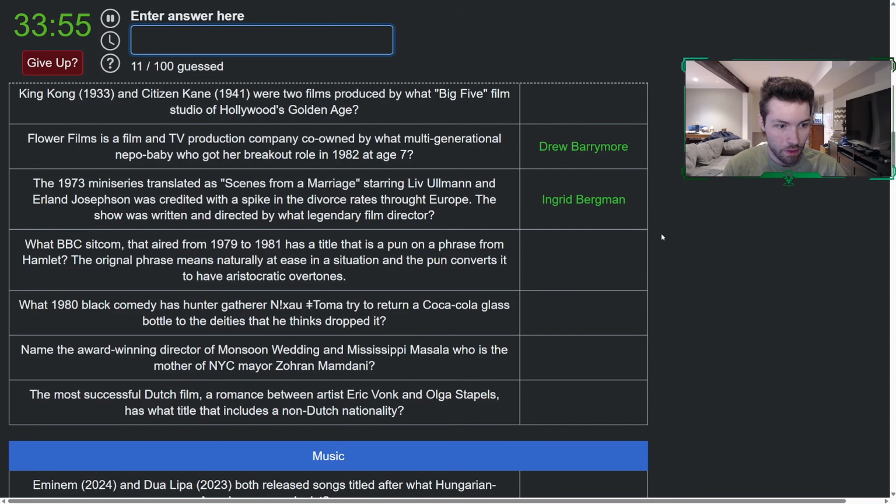Well, or original phrase. I don't know what's going on here. Is it like the, is it the "to the manor born" thing? No, that's not what that means. Doesn't mean in a... I don't know. At ease in a situation, I don't know.